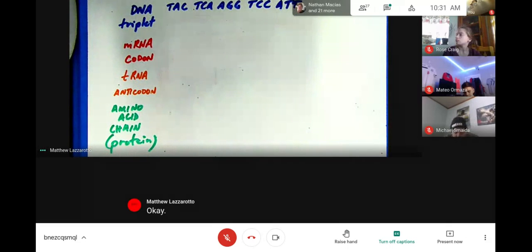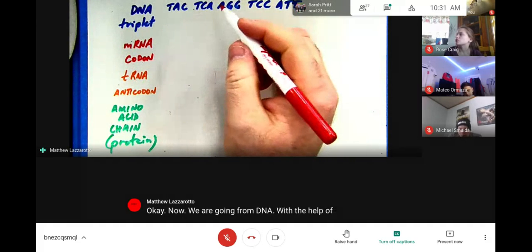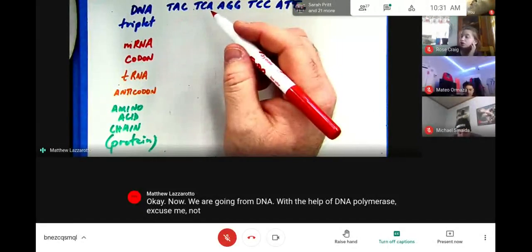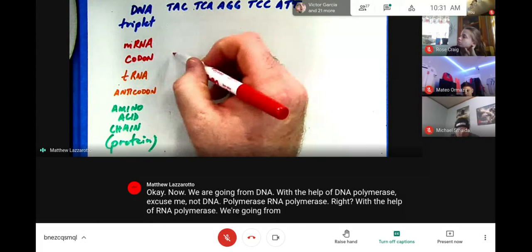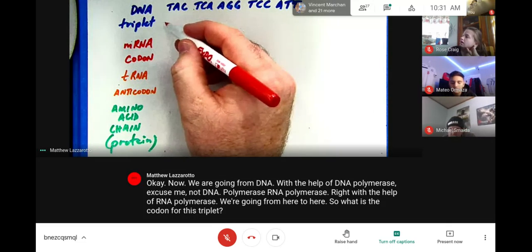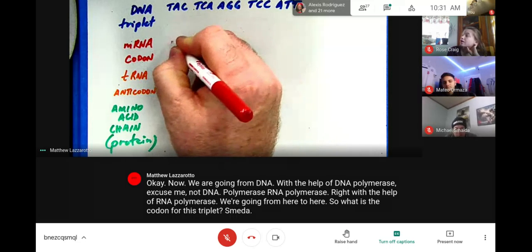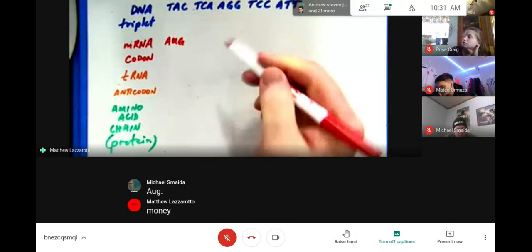Okay. Now, we are going from DNA with the help of RNA polymerase, we're going from here to here. So what is the codon for this triplet? AUG. Money in the bank.